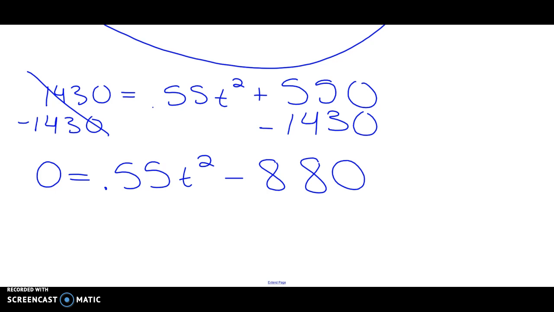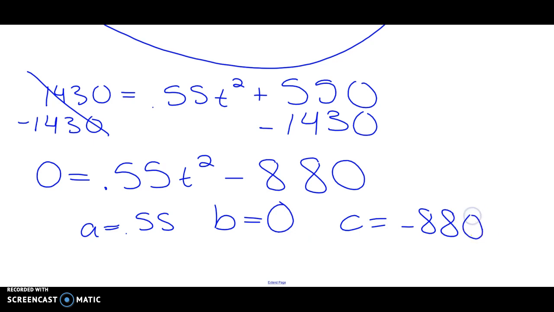You could also, now that it's set equal to 0, use another option. Obviously, we're probably not going to do bottoms up with 0.55. But what is another option always? Quadratic formula. So if I was doing the quadratic formula, A is 0.55. What is B? 0. There is no T in the middle. And what is C? Negative 880. So if this question were on the test, you could solve it with the quadratic formula with A, B, and C. Or you could just start doing algebra 1.